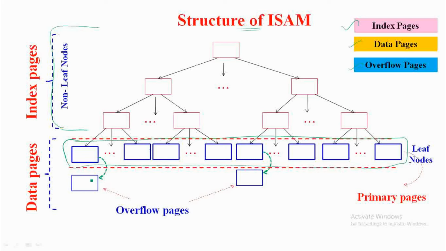Whereas coming to the nodes represented under the leaf nodes, which are connected by a pointer, these are known as overflow pages. In overflow pages also, actual records are stored. But the overflow pages may not be sequentially arranged; they can be scattered in memory, but they can be accessed using the pointer from the leaf nodes. Since actual records are stored in leaf nodes as well as overflow pages, both the primary pages and overflow pages are known as data pages. This is about the structure of an ISAM tree.